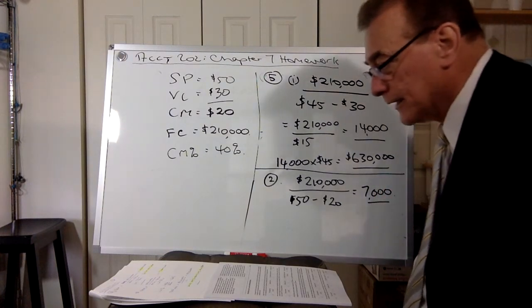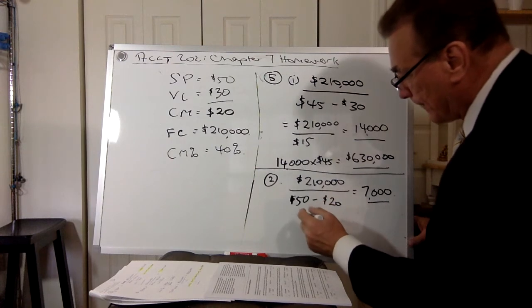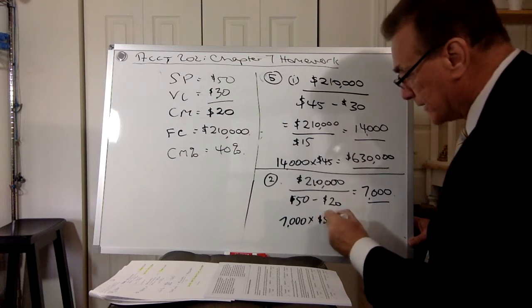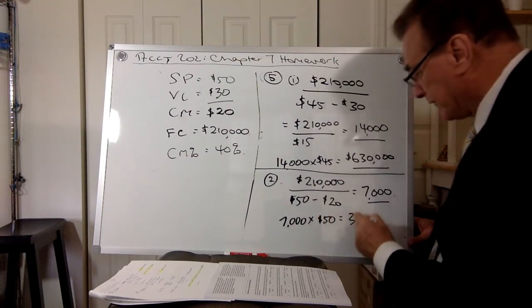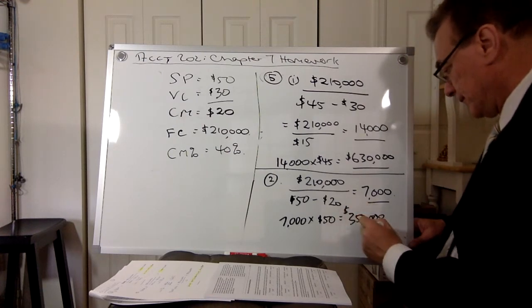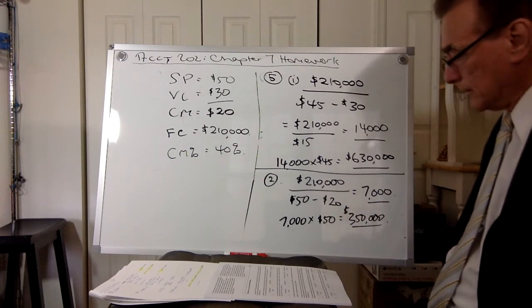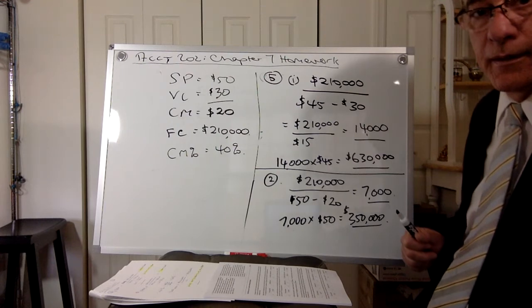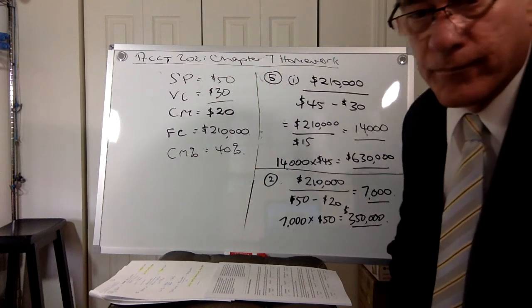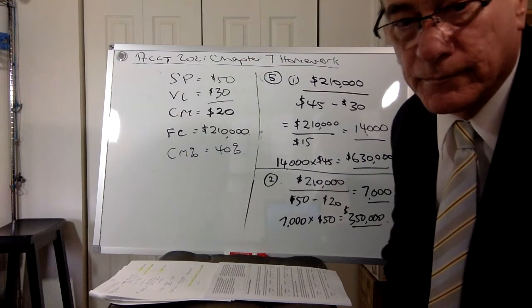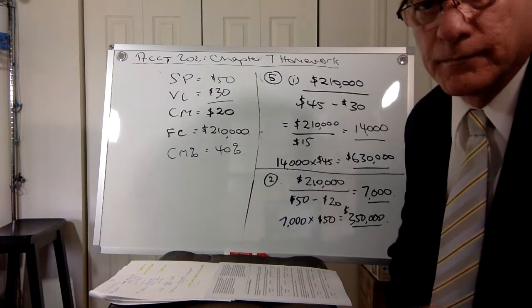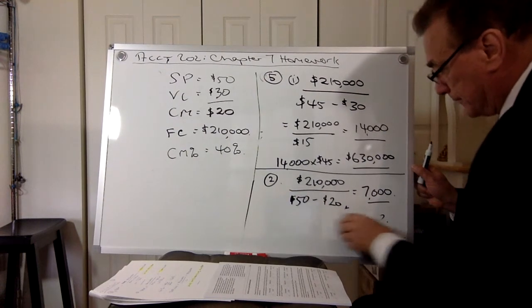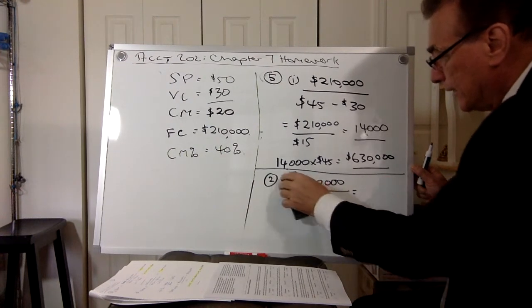And so now all I have to do is sell 7,000 tickets. And if you want to know what it is in sales, again, 7,000 multiplied by the $50 ticket is $350,000 in your ticket sales. Now I want to show you one other way to do that. They want to know what it is in sales.